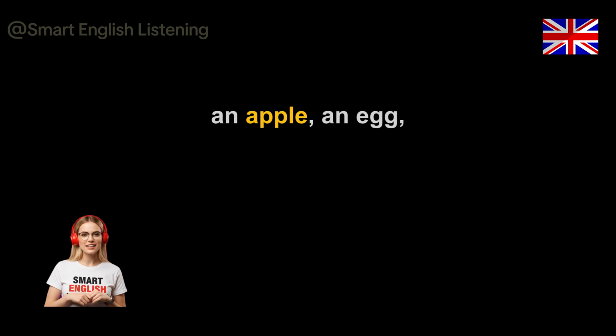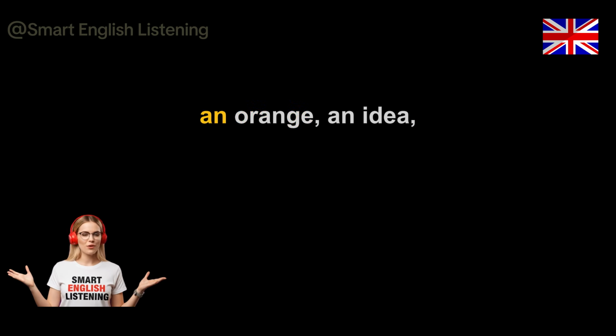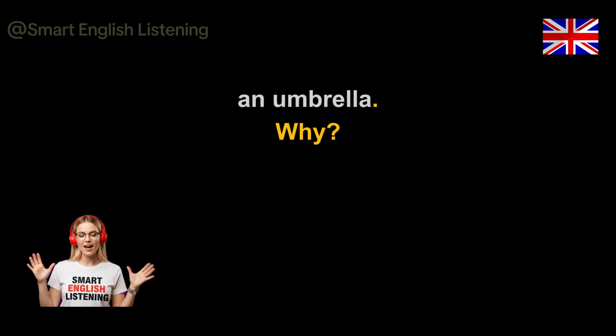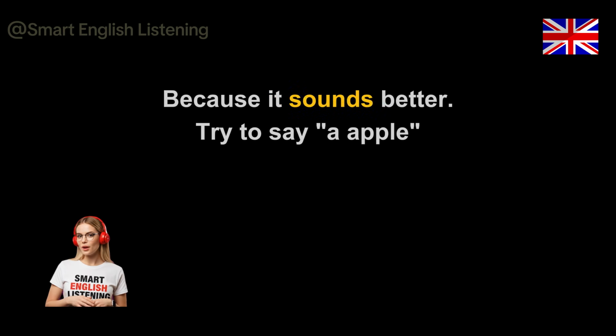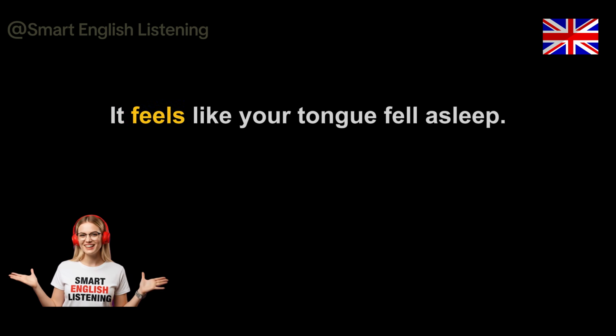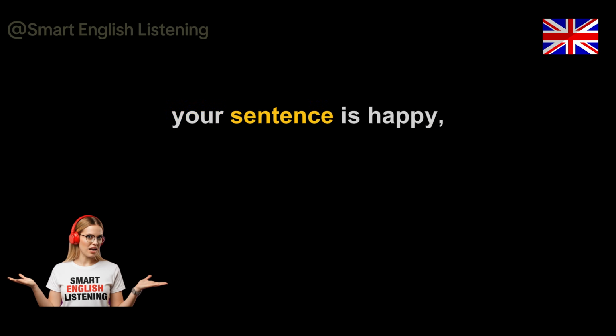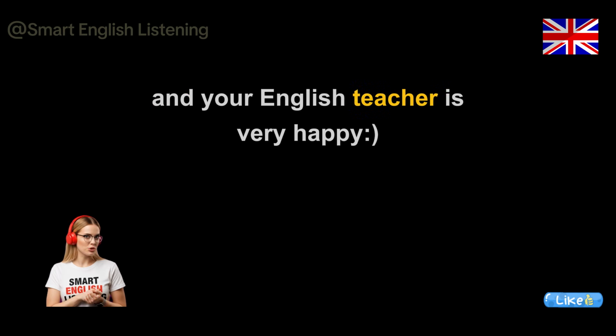An apple, an egg, an orange, an idea, an umbrella. Why? Because it sounds better. Try to say a apple. Ooh. It feels like your tongue fell asleep. So we say an apple. Your mouth is happy, your sentence is happy, and your English teacher is very happy.